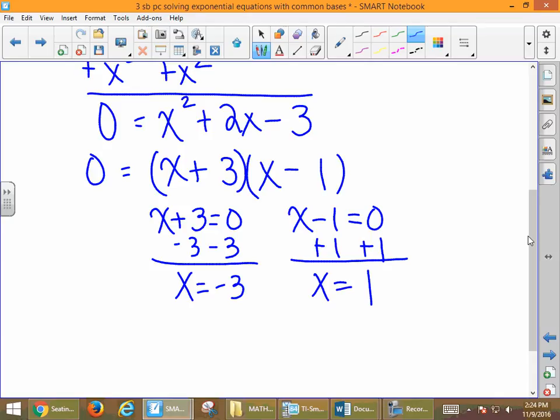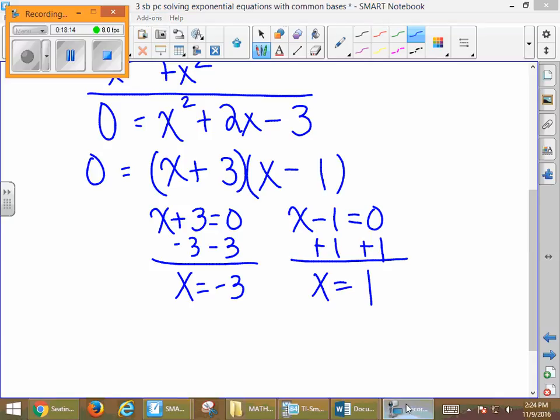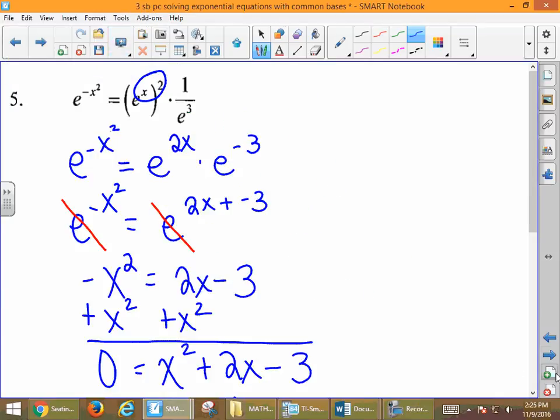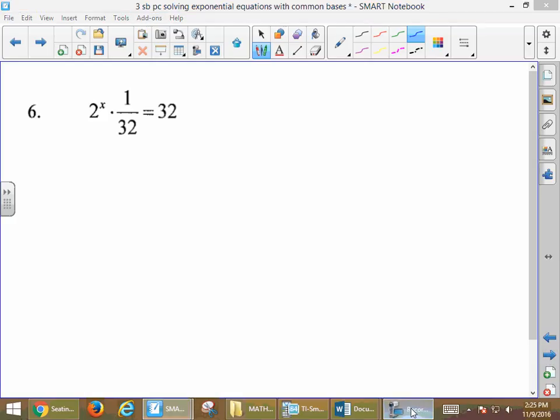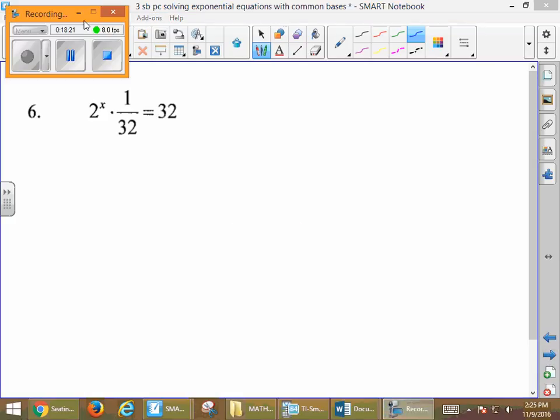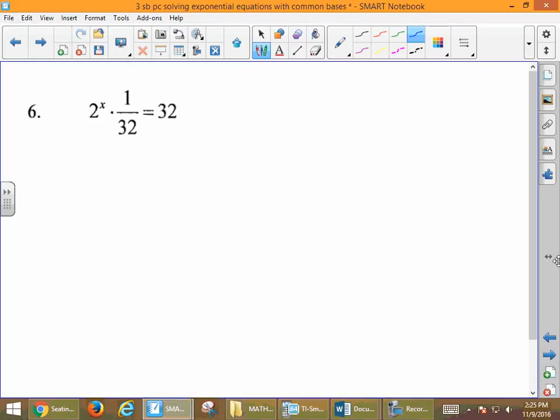It's the same answer. So as we look at this last one here, or close to the last one, once again, we want to write these problems with common bases. So with common bases, we have 2 to the x that we can't do anything with.